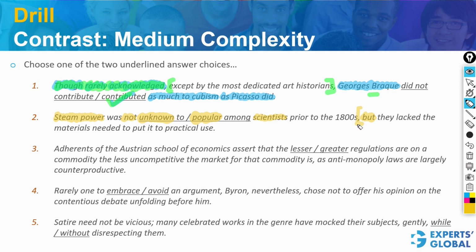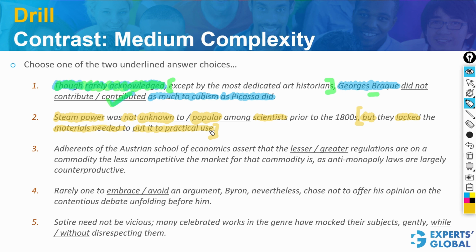So the following part of the sentence here suggests something which is in contrast with the information in the first part of the sentence. The second part suggests that the scientists lacked the materials needed to put their knowledge to practical use. So the second part talks about something that they lacked because of which they could not put their knowledge to practical use. And therefore, the first half of the sentence must suggest that they had the knowledge.